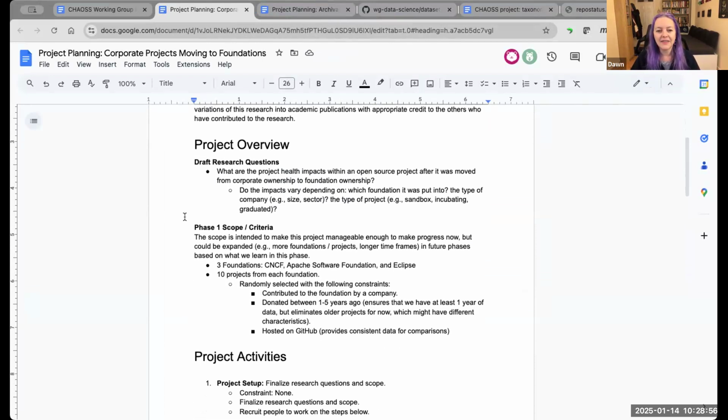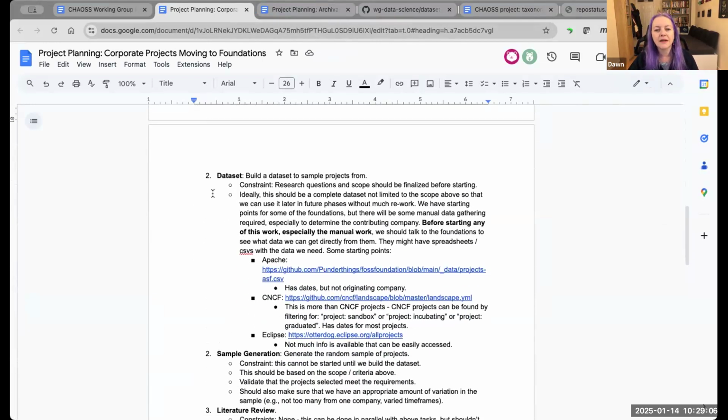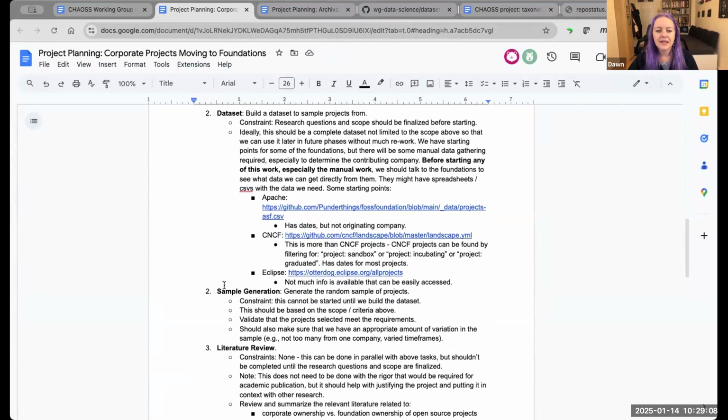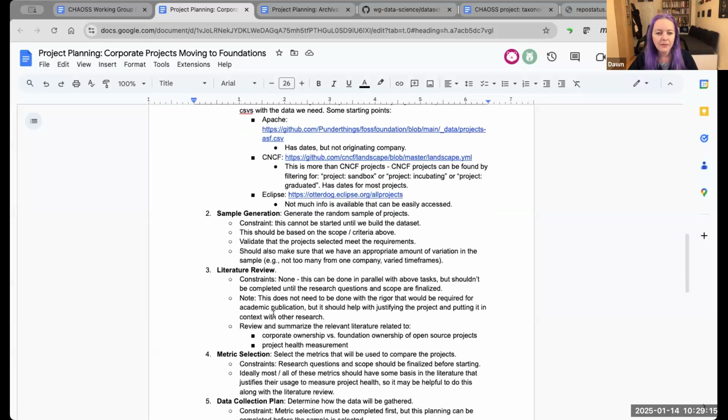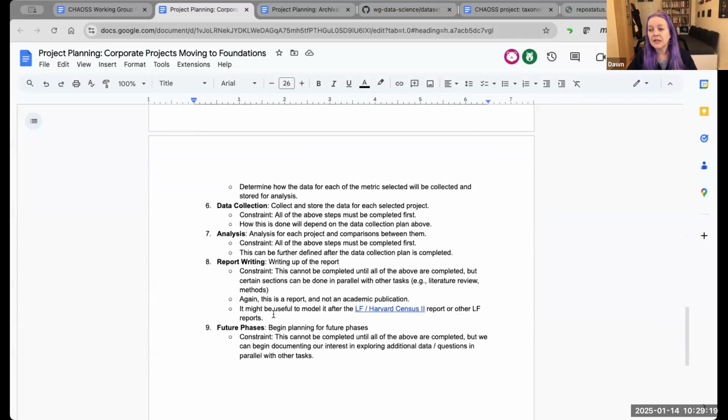And then, again, I've picked a somewhat arbitrary scope and criteria that we can change later, but I think it might help get people started. And it basically has a lot of the same steps. Like I said, some of the individual stuff in here is a little bit different. This one has a sample generation because the amount of data would be quite large. But that's kind of what these look like.